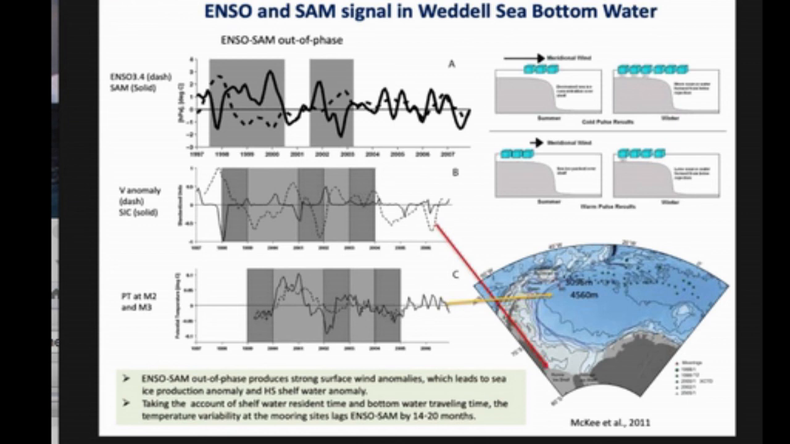What we use is Arnold's 2 moorings in the Weddell Sea bottom water exit. Mooring 2 is at 3,000 meters, and mooring 4 is over 4,000 meters. They record slight temperature change over a long time. This is their time series.